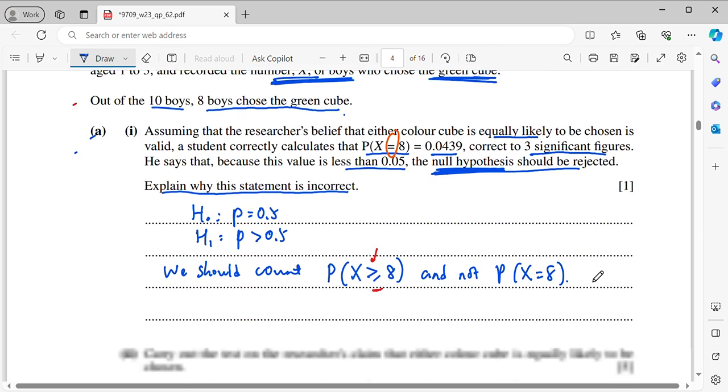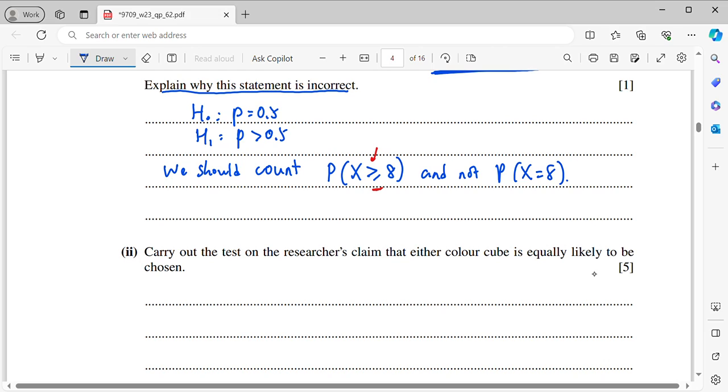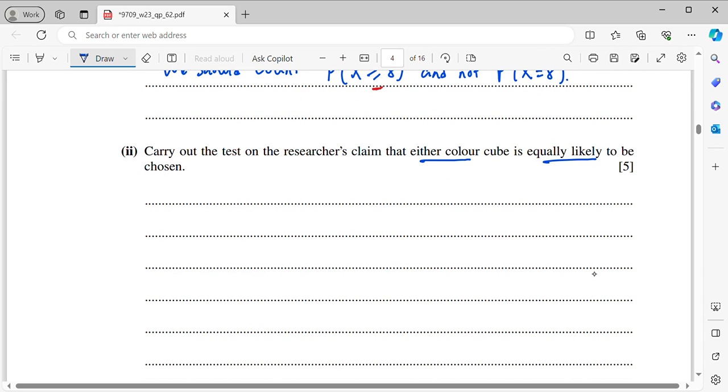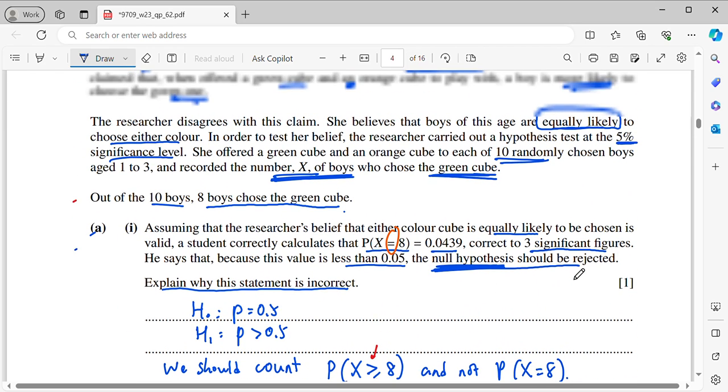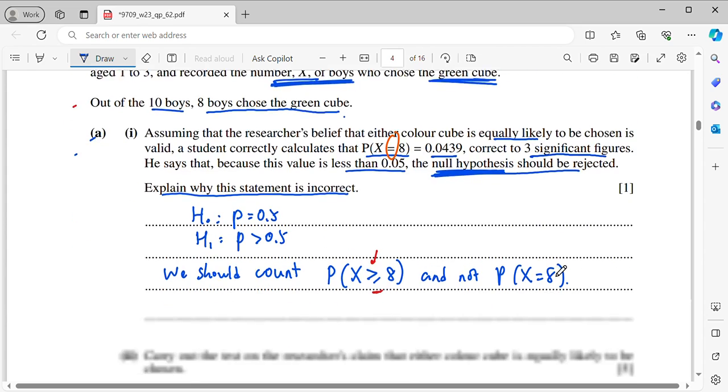Alright, so done for the first part. Now part 2. Carry out the test on the researcher's claim that either color cube is equally likely to be chosen. So for this case, equally likely means that the H0 is p equals 0.5, and the H1 is p greater than 0.5. Alright. So now your alpha value, because it's mentioned in the question, the significance level is 5%. So the alpha will be 0.05.